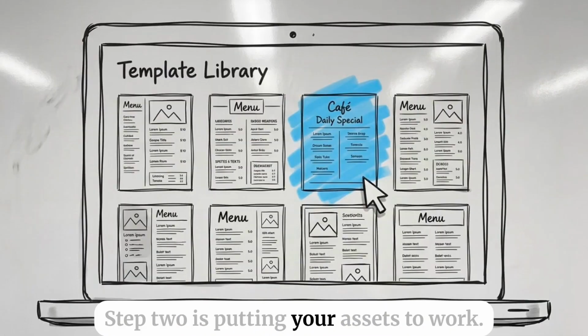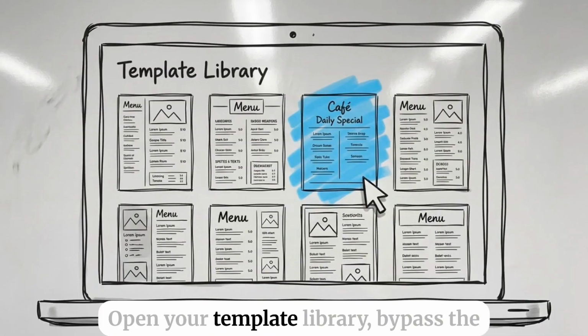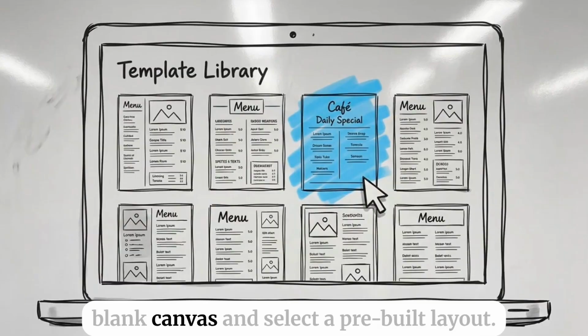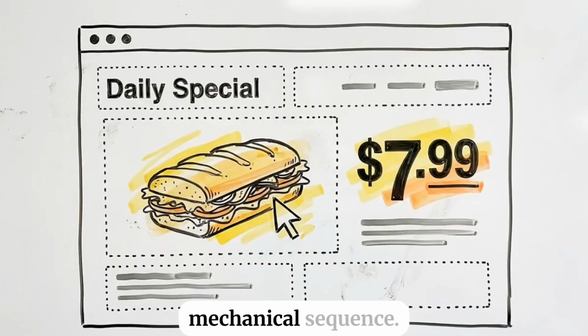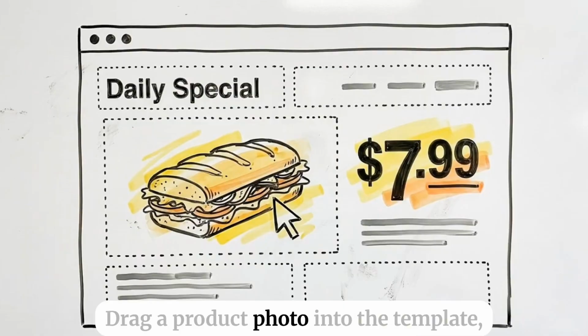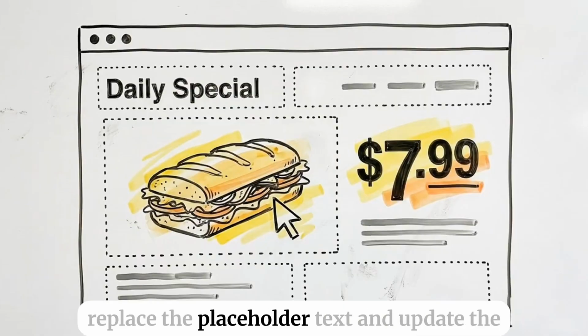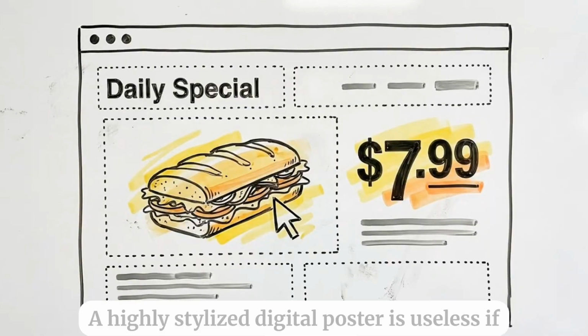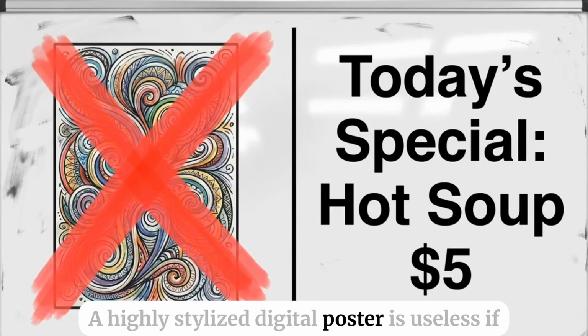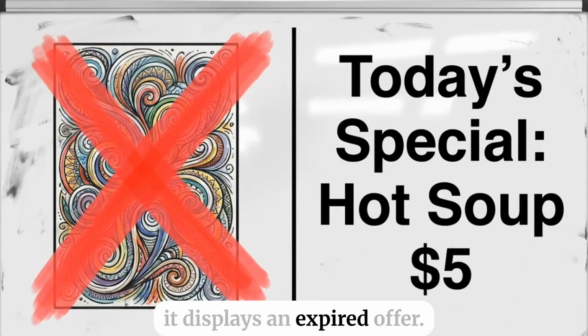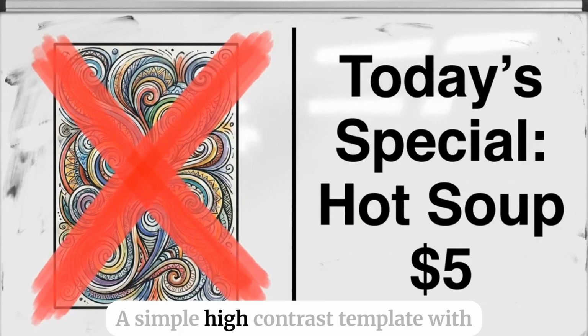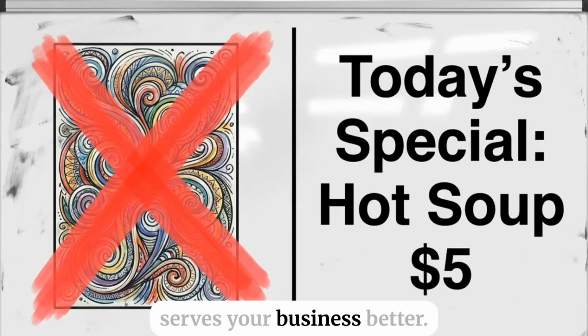Step 2 is putting your assets to work. Open your template library, bypass the blank canvas, and select a pre-built layout. Updating your screen should be a mechanical sequence. Drag a product photo into the template, replace the placeholder text, and update the price. A highly stylized digital poster is useless if it displays an expired offer. A simple, high-contrast template with perfectly current information always serves your business better.